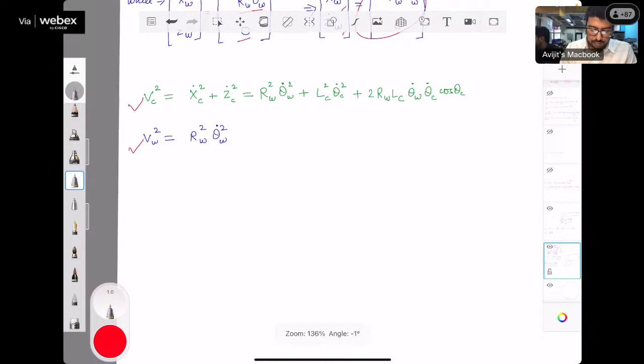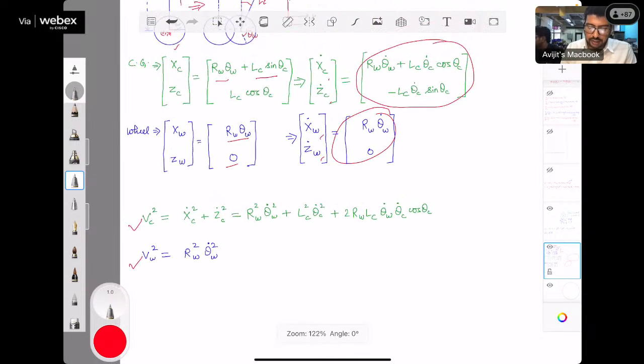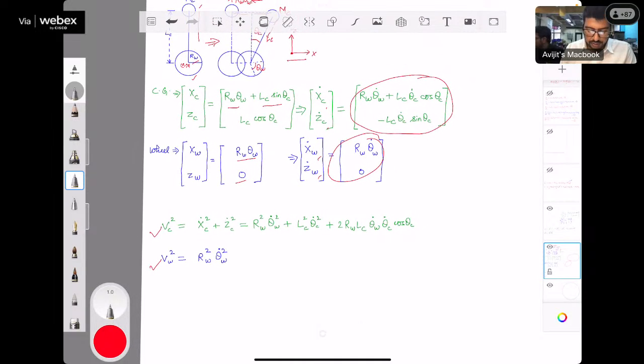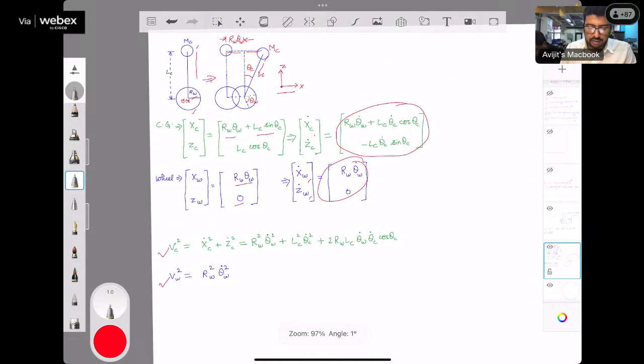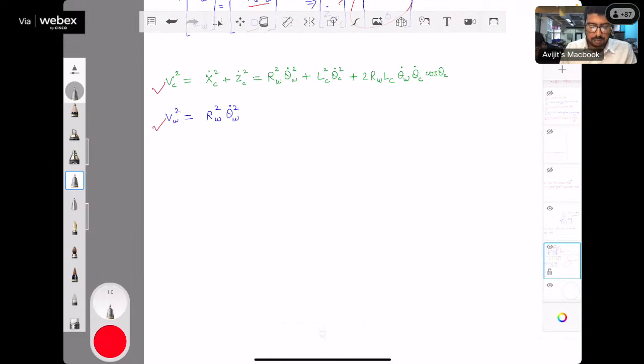So using this VC square and VW square, at any point during this presentation, you are free to take a screenshot and do the derivations in detail at your own end. We will cut some steps in between. Okay.